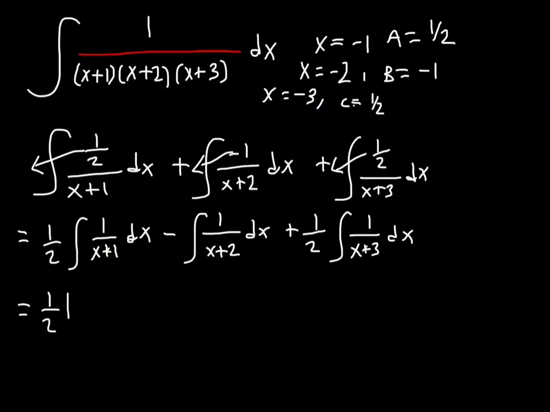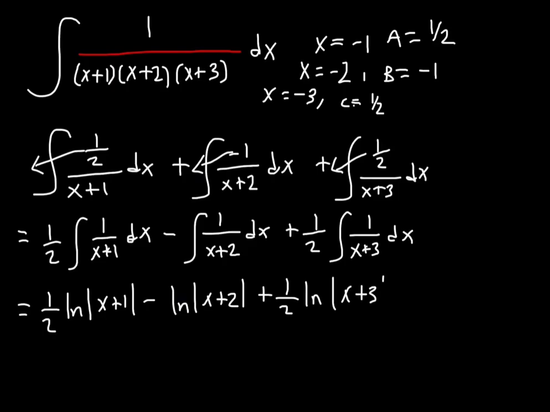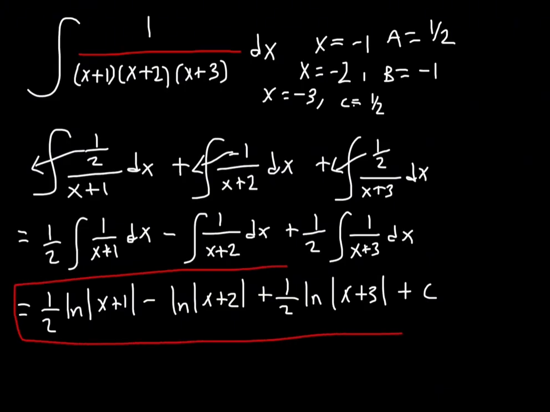which is 1/2 of ln with an absolute value of x plus 1, minus ln with an absolute value of x plus 2, plus 1/2 of ln of absolute value of x plus 3, plus the constant of integration. This is the final answer for this.